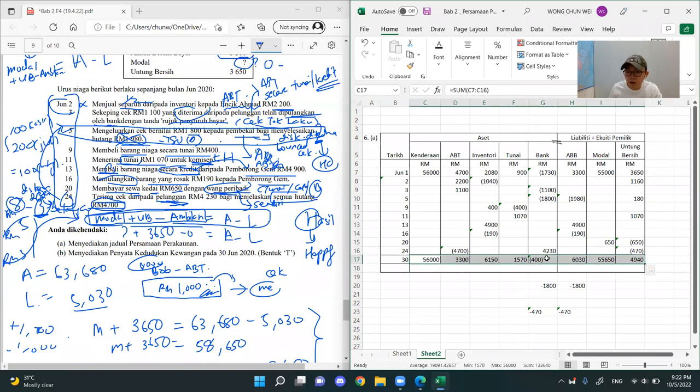So after you get all these figures, what's next is your jumlah, right? You put it in a column. This is to double check all your answers here. So you use this one, all the assets you add up together. 3,300.